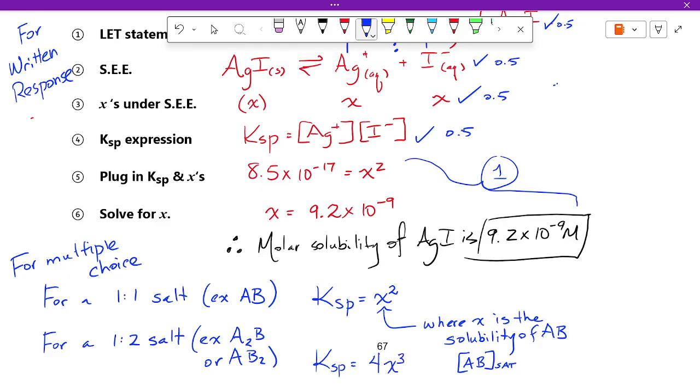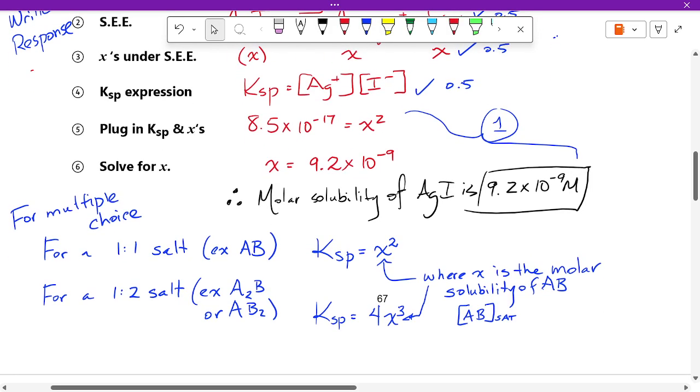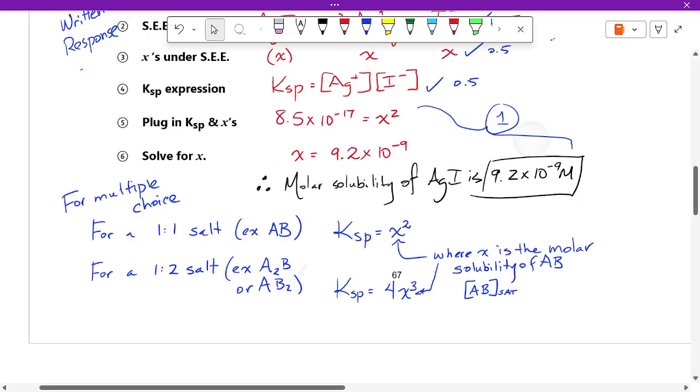And again, this is where X is, I guess I should say, molar solubility of AB. And really, those are your two most common types. I wouldn't bother memorizing anything more than that. You will unlikely come across it, and it's really easy to figure out even if you do, so yeah. So like I said, for multiple choice, if you just want to memorize those so you can quickly chuck things into your formula and be done, then you are good to go.